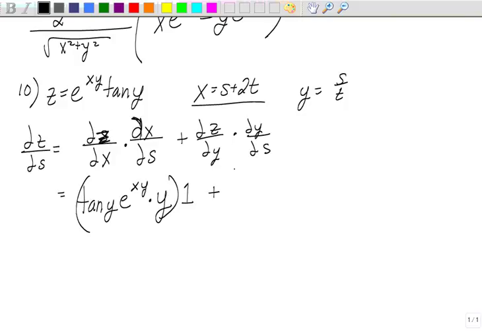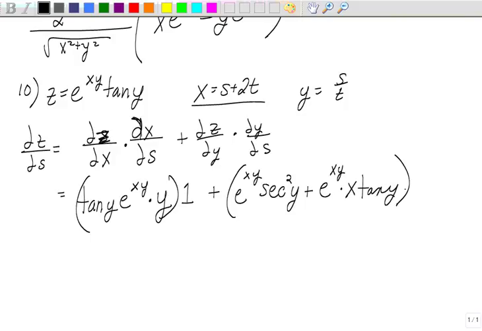And then the derivative with respect to y, x is a constant, so we have to use the product rule. E to the xy times the derivative of tangent, which is secant squared. Derivative of e to the xy is itself, but we're taking it with respect to y, so x is a constant, so we need an x there. And again, that's just the product rule. Then the derivative of y with respect to s is this. T is a constant, so that's just 1 over t.